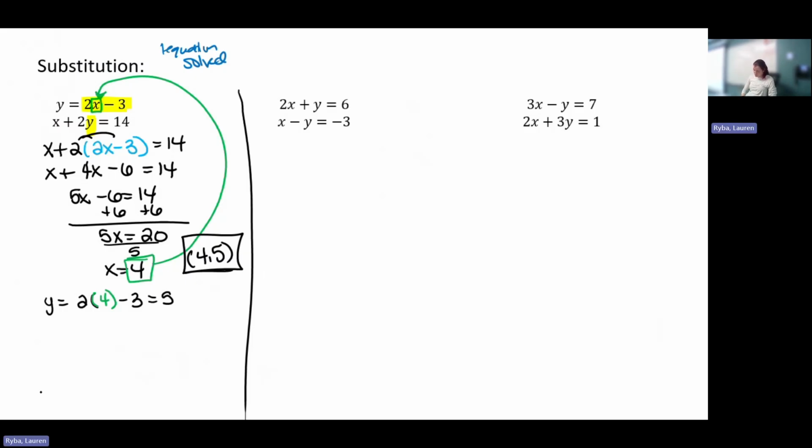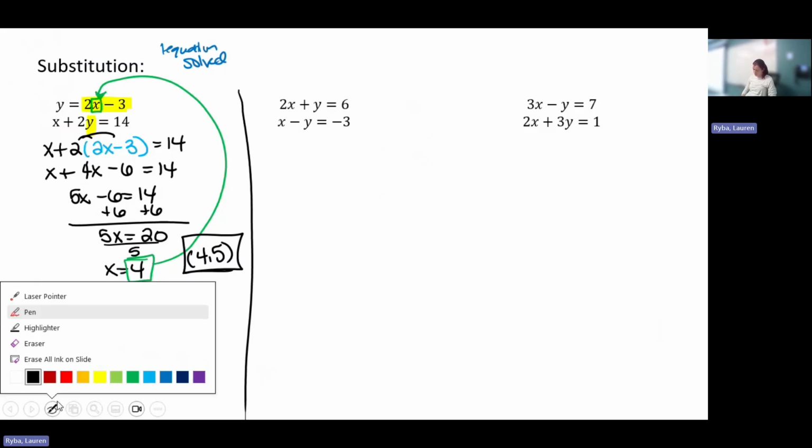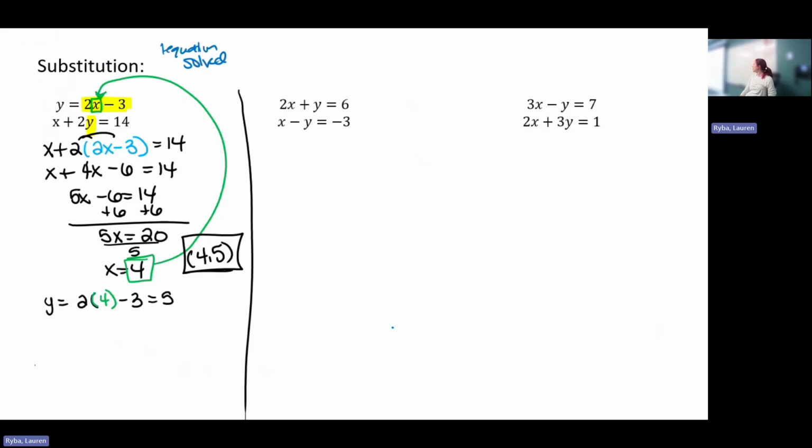Okay. So in the next one, we have 2x plus y equals 6 and x minus y equals -3. So in this one, neither of them are actually solved for a variable. So what I have to do is I have to do one step to one of the equations to be able to determine how I'm going to solve. So what I like to do is I like to look for the variable that is by itself, like no coefficient. So I could, in the top equation, I could solve this for y. Or in the bottom equation, I could solve for x, because neither of those have a coefficient.